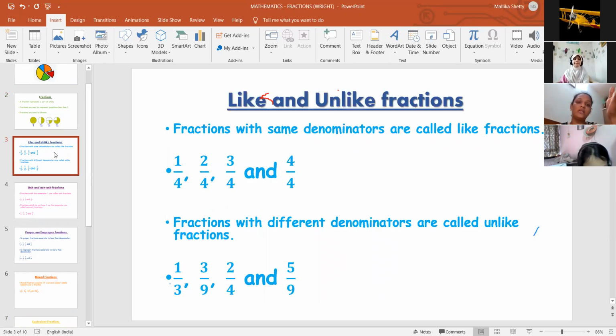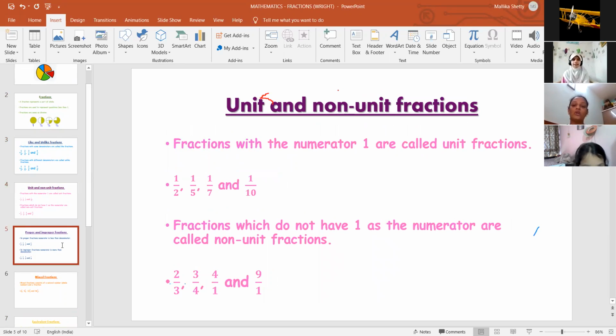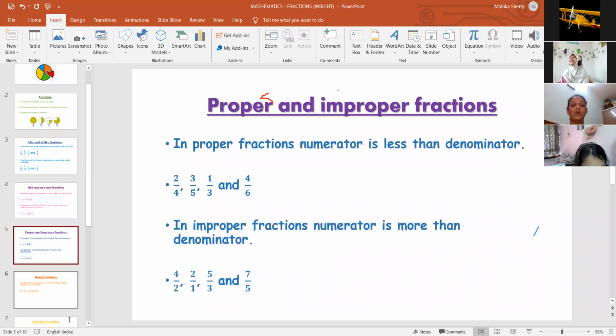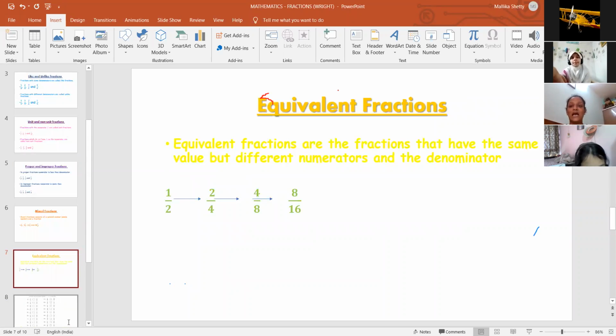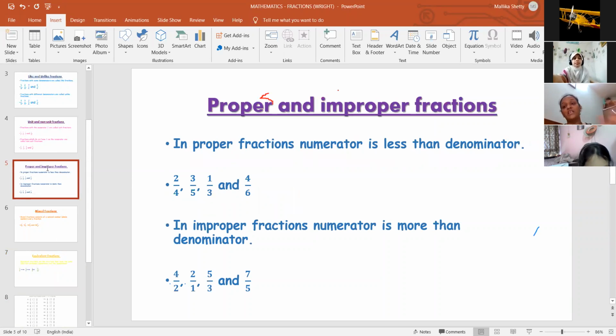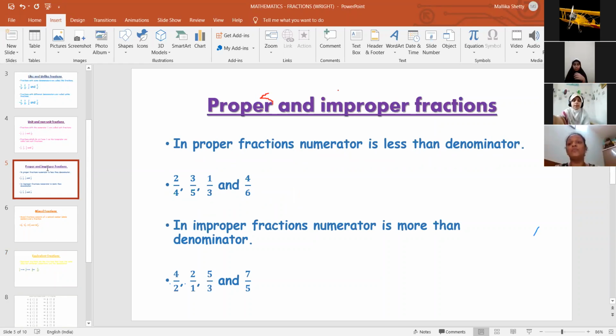We saw what are unit and non-unit fractions, what are proper and improper, and what are mixed fractions and what are equivalent fractions. Okay, thank you, Zaveria. In the next class, we will try to solve some fractions using these methods. Okay, we will see how we can make a proper fraction into an improper fraction. Proper fraction is given. How we can take it to one of its simplest forms.